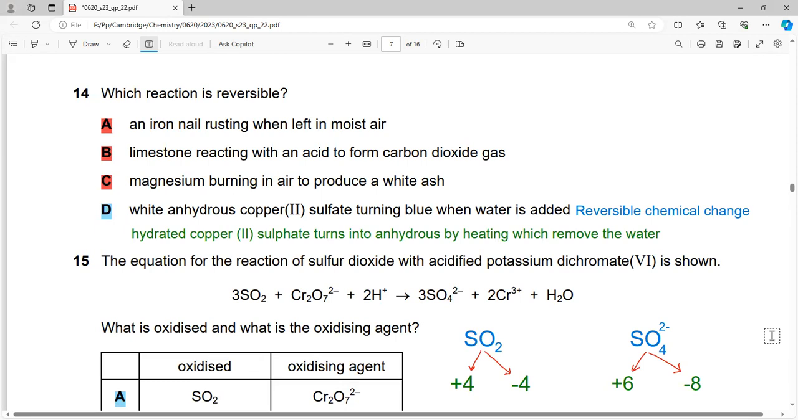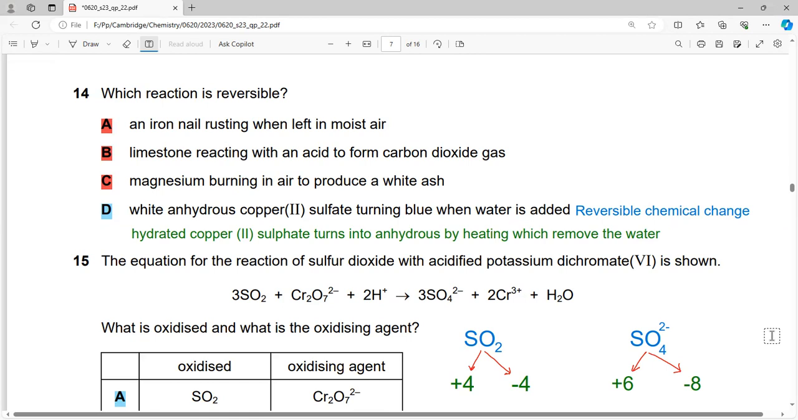Which reaction is reversible in nature? We can see an iron nail rusting when left in moist air. This iron reacts with oxygen and produces iron oxide. That's a stable compound it will produce. So in this way, this is not reversible. Limestone reacts with acid to produce carbon dioxide, and that produces calcium oxide. Now, this calcium oxide is a stable molecule. It's not reversible. In the same way, magnesium burns in the presence of air and produces magnesium oxide. It's a stable molecule.